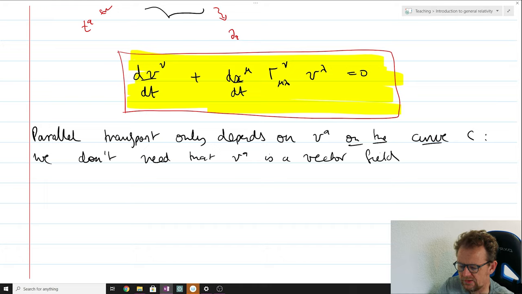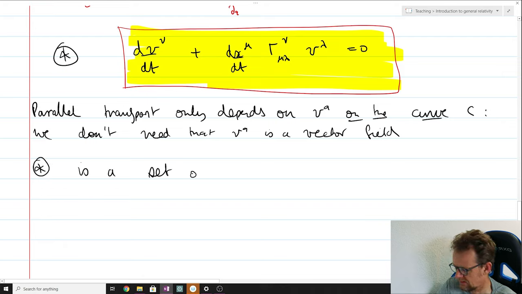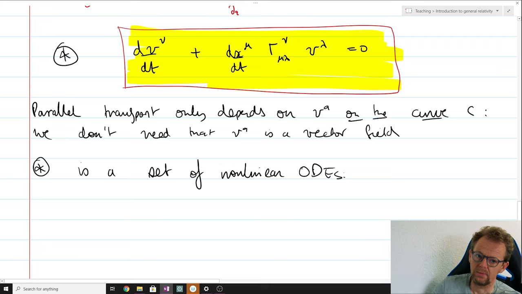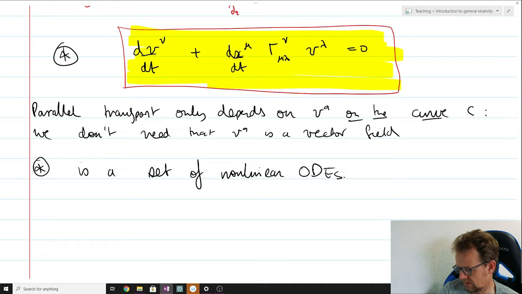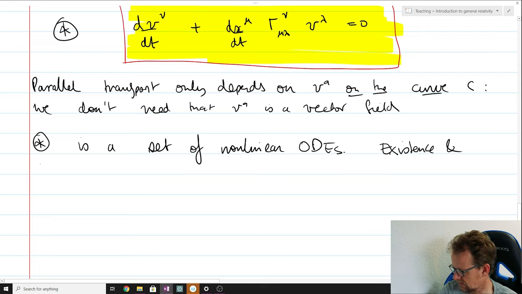So this is a set of equations in a coordinate chart. This yellow box star is actually a set of non-linear ordinary differential equations. And we can ask, when does a solution exist? Is the solution unique? And so on. And the answer is, it's guaranteed at least for an interval of the parameter t. And that comes from general existence and uniqueness results in the theory of ordinary differential equations.